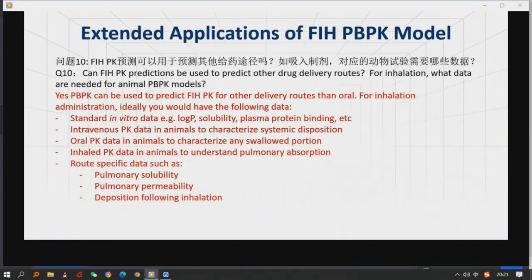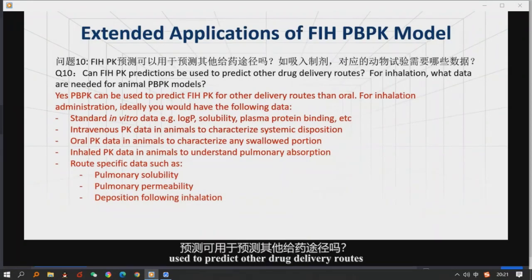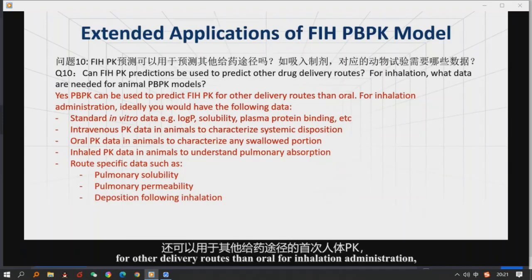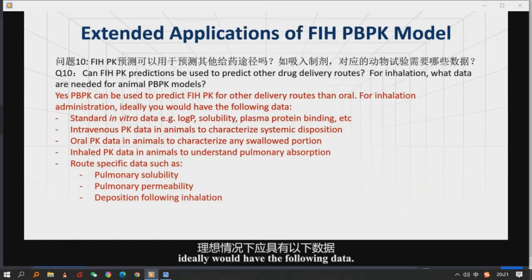Question number 10. Can first-in-human PK predictions be used to predict other drug delivery routes? And for inhalation, what data are needed for animal PBPK models? Well, the answer is yes. PBPK can be used to predict first-in-human PK for other delivery routes than oral. For inhalation administration, ideally you would have the following data.